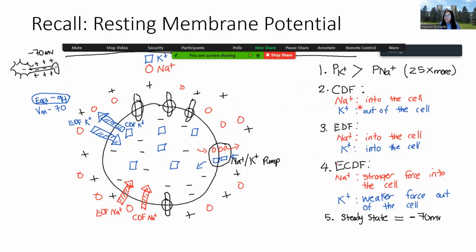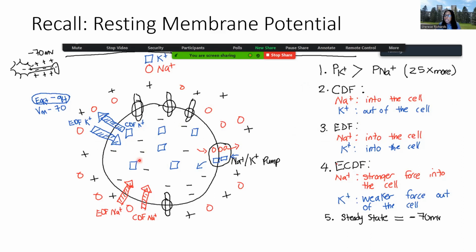So our chemical driving force for sodium is into the cell. Our electrical driving force for sodium is also into the cell. And so we combine those two, and sodium always has a strong ECDF in a direction into the cell. For potassium, we have more channels, but potassium has a CDF moving out of the cell and an EDF moving back into the cell. So potassium has opposite movement in terms of its individual forces.